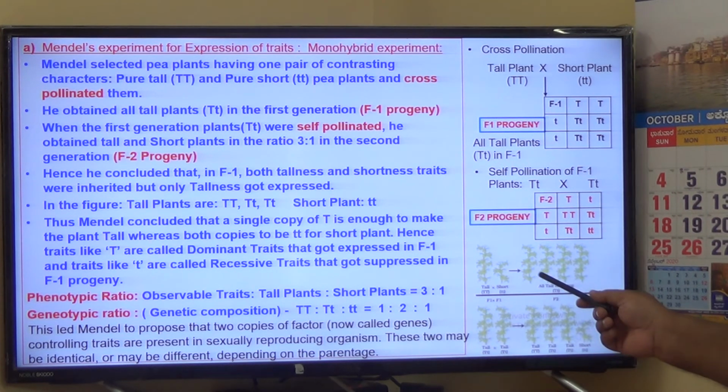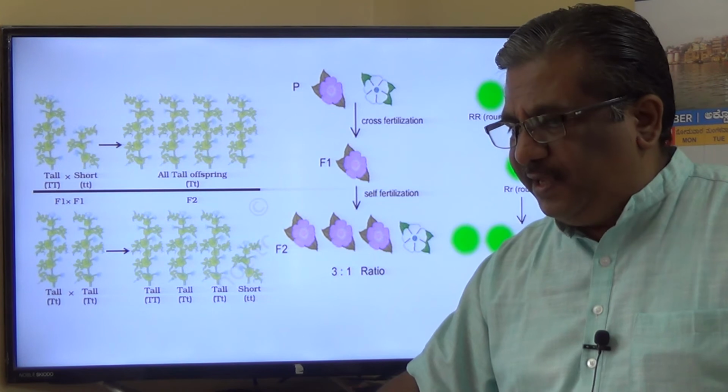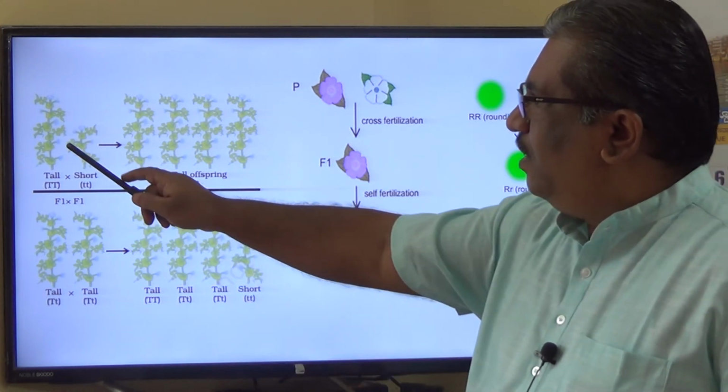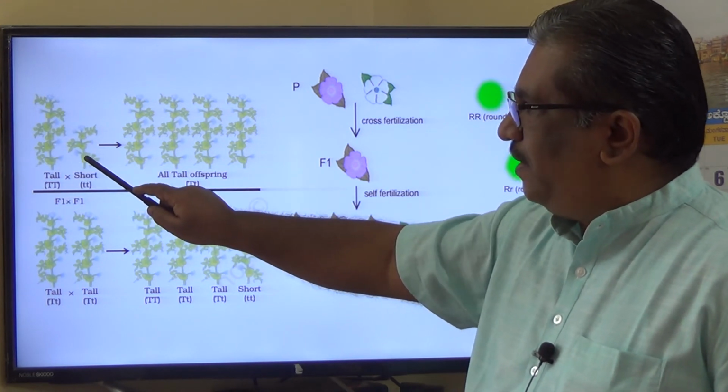Here you can see it diagrammatically. I think in the next slide I have represented it diagrammatically. Let me check that one. Here, yeah. Monohybrid experiment, cross-pollination of a tall plant and a short plant.